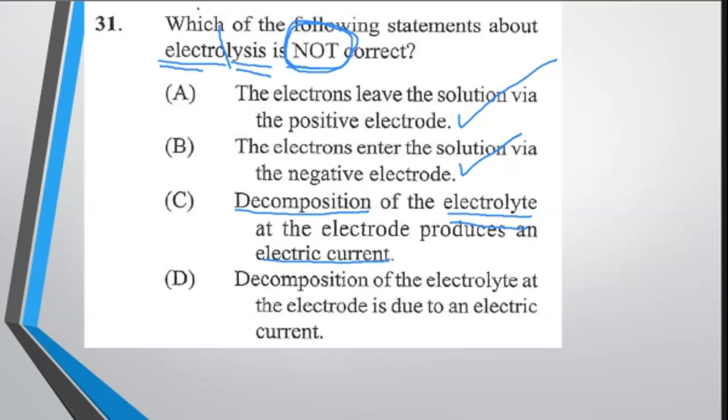Decomposition of the electrolyte at the electrode is due to an electric current. Yes, it is due to an electric current, but it does not produce an electric current. An electric current passes through it and causes it to separate. So the answer is not D, the answer is C as in cat. This one is wrong. The decomposition of the electrolyte does not produce an electric current. So C is the one that is incorrect.